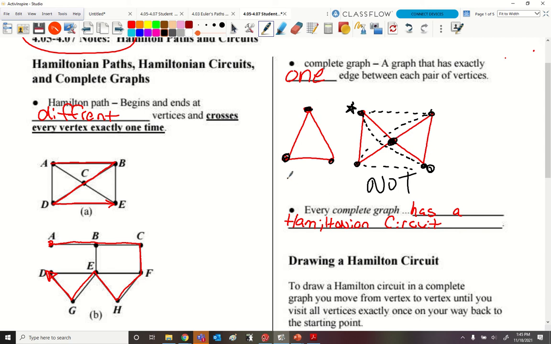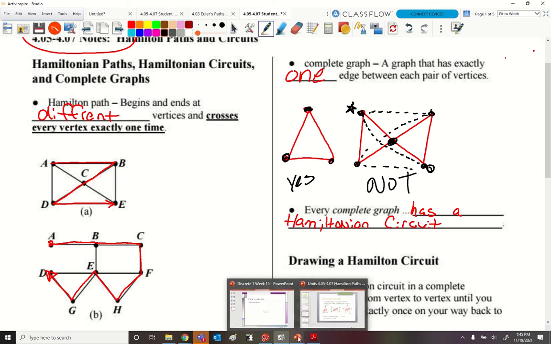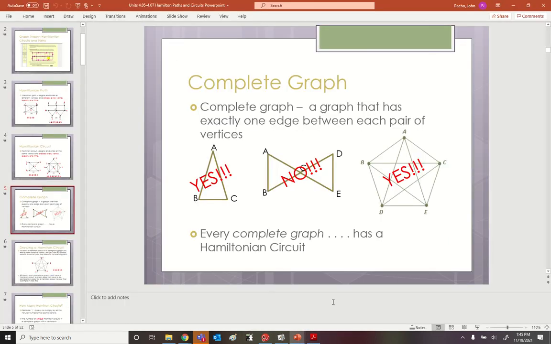This one's a yes. And my last one, what was the last shape? Pentagon? It was yes. It's on the bottom of your star. Yes. Okay. So, pentagram.